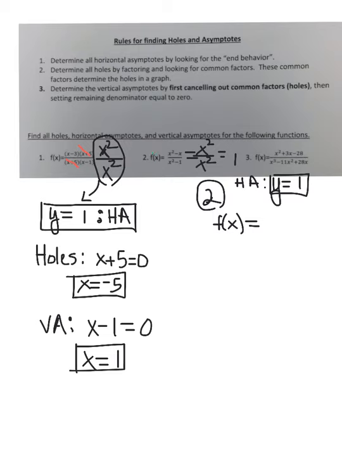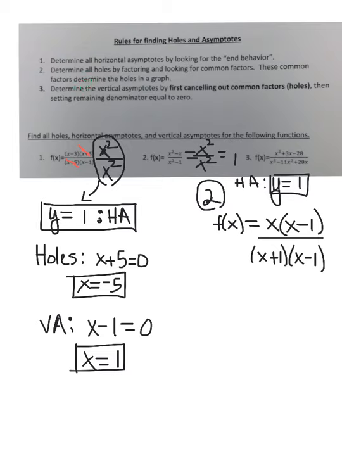So I see in the numerator that I could take out an x, right? And then I'd have x minus 1 left. And in the denominator, I can do dots. So that's x plus 1 and x minus 1. And here's your common factors, and that's what determines the holes.